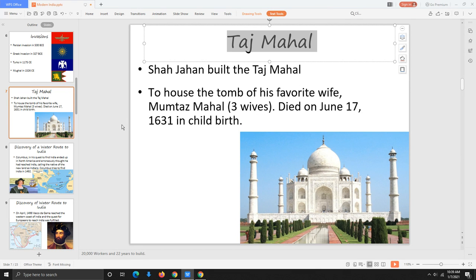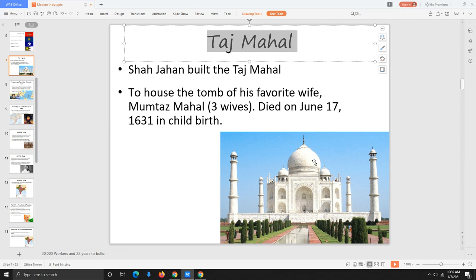Go ahead and make a bullet and write down Taj Mahal. So, bullet Taj Mahal. The Taj Mahal is the building that's down here in the bottom right hand corner of the screen. You can see the Taj Mahal. Behind the Taj Mahal is a river.